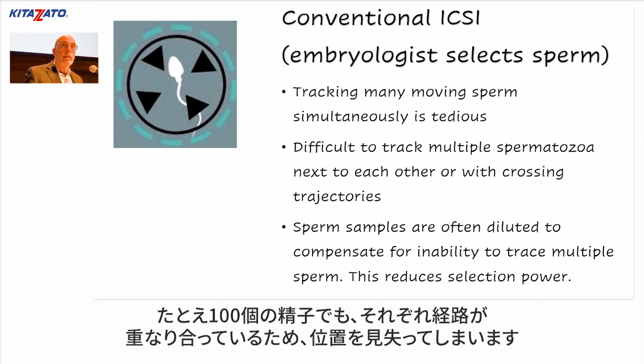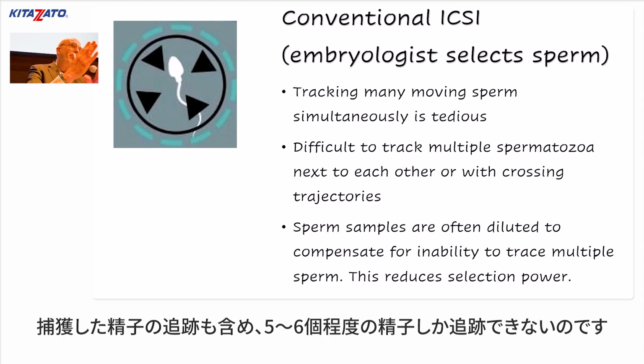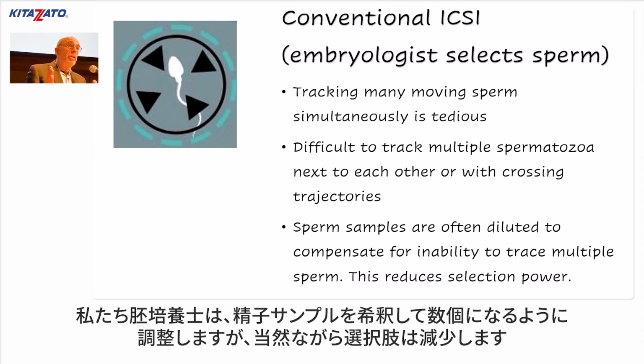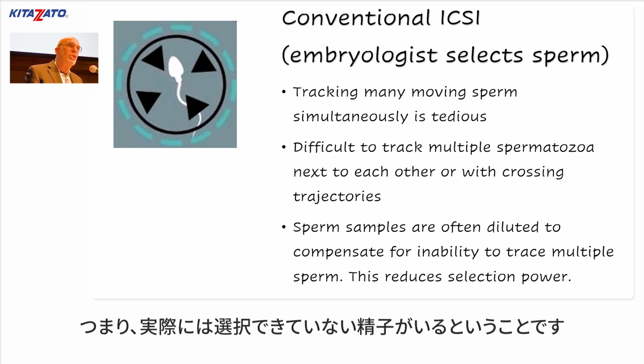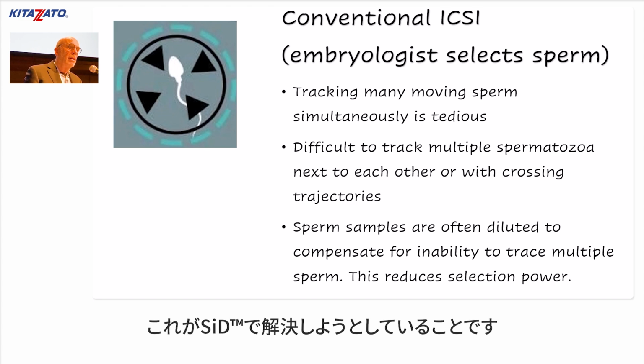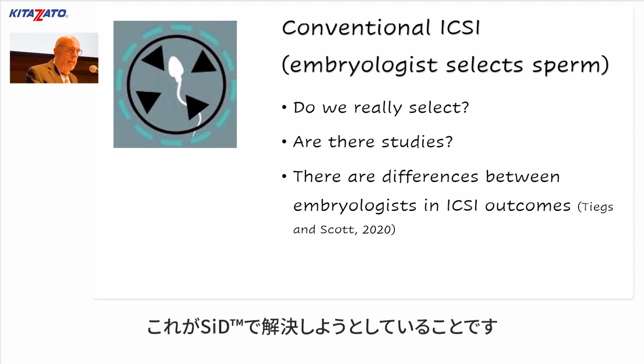And even if we track 100, we would lose their positions because all those pathways overlap. You can only do that for about 5 or 6 sperm, keeping track of the previous sperm that you have just scored. So what we do as embryologists, and I would do it too, is dilute the sperm sample so you only see a few sperm. But that, of course, reduces your selection power. That means you're actually not selecting sperm that well. And that's what we try to solve with SiD.